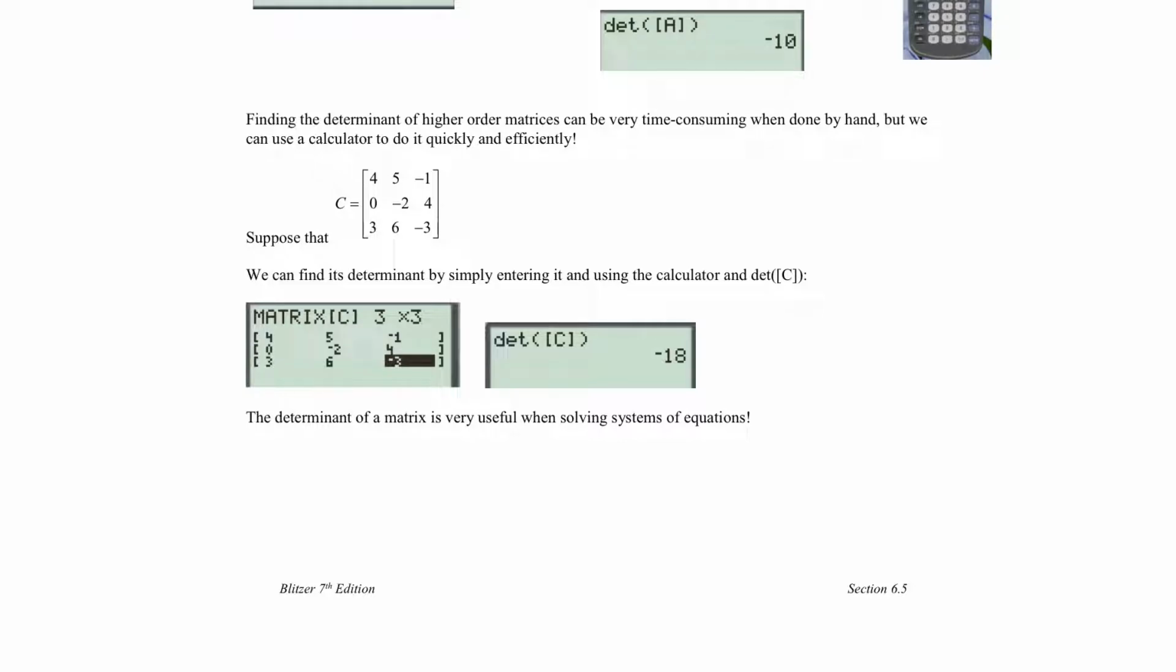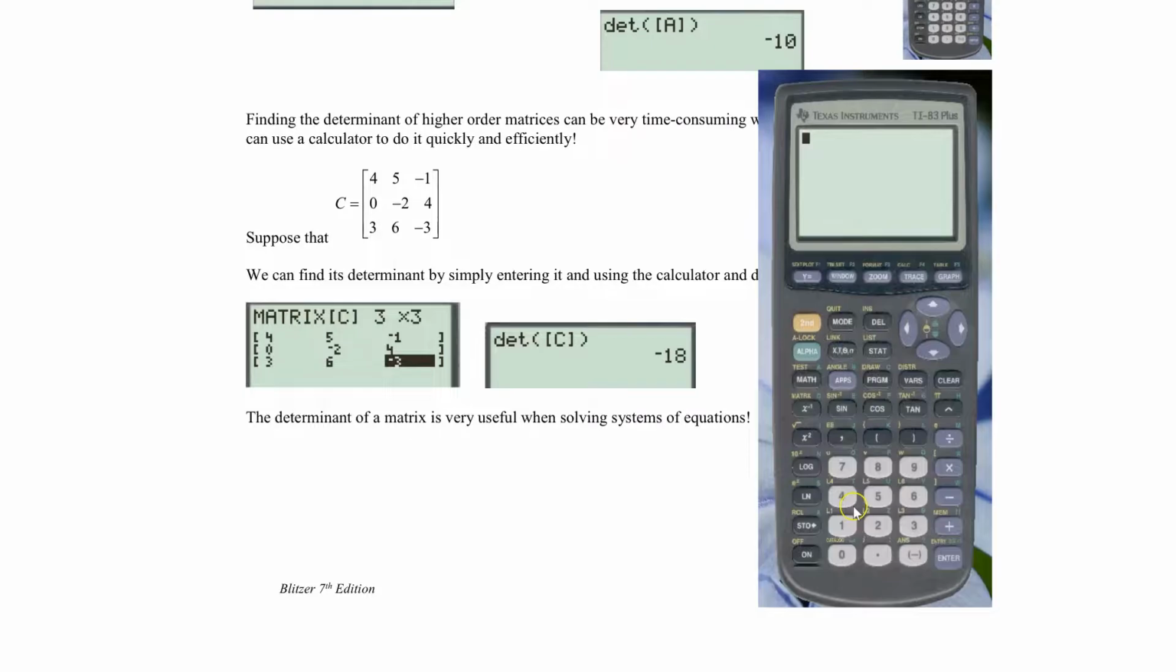So we can use a calculator to do it very efficiently, and I made a video of this 3 by 3 just to walk you through that as well. So what I do is no different. I have to go into my matrix menu and enter it. I called it C, so I'm going to select Edit, 3 by 3.